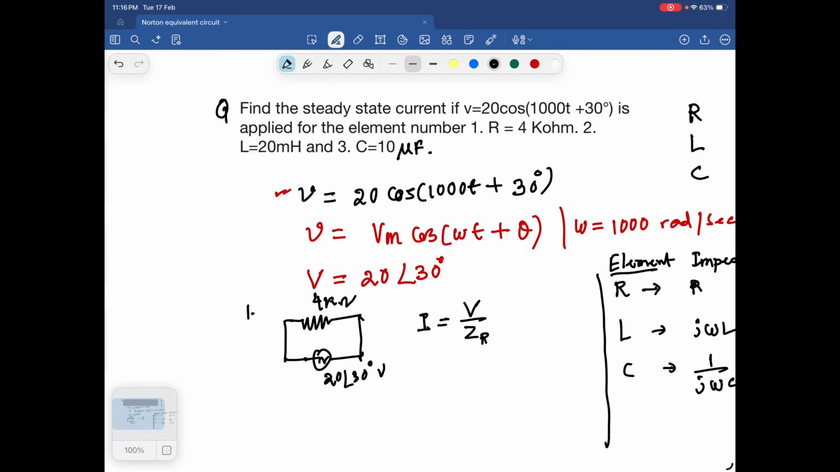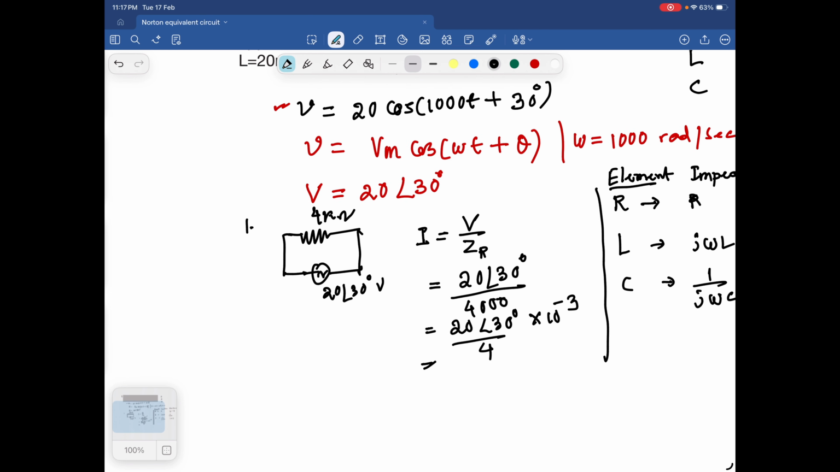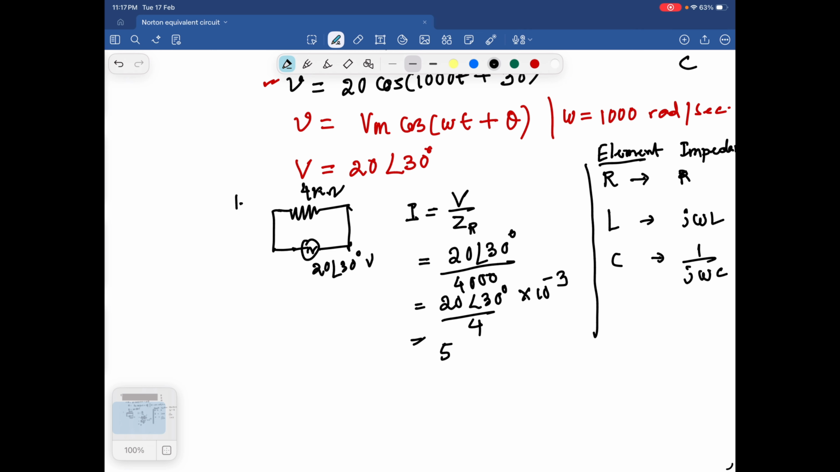Now the current is equal to V by ZR, and it is given as 4 kilo ohms. So this is equal to 20 angle of 30 degree divided by 4000. So I can write 20 angle of 30 degree into 10 to the power minus 3 divided by 4. So this is equal to how much? 5. 10 to the power minus 3 is milli. 5 angle 30 degree milliampere.